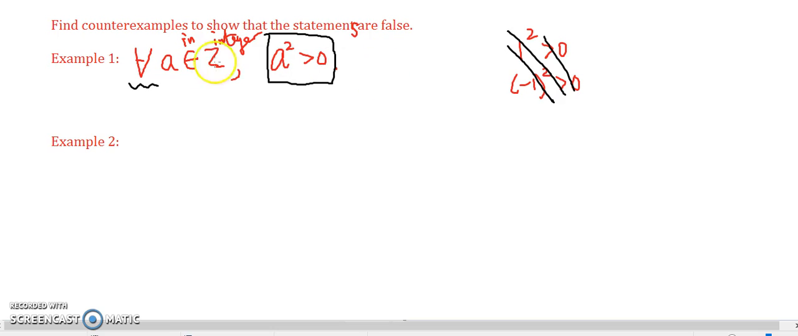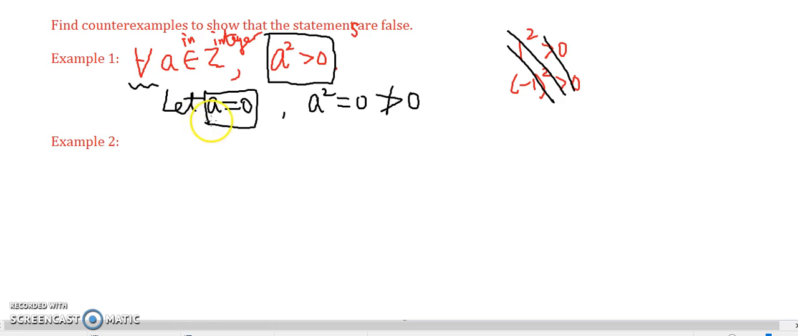So if we pick 0, so let a be 0, we get a squared is equal to 0. That is not greater than 0. So what's the counterexample? The counterexample will be 0 for a. Now look at another example.